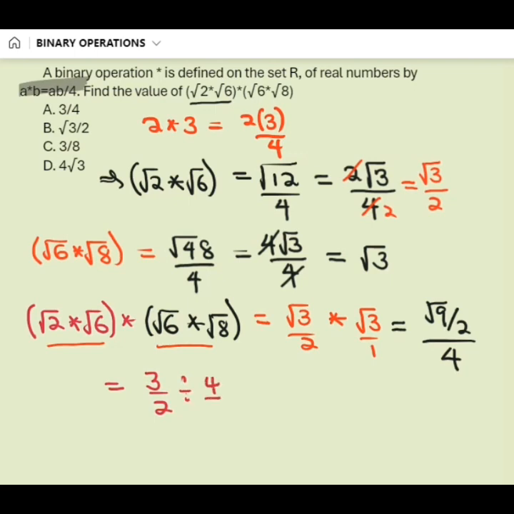Of course 4 is the same as 4 over 1, and so we can write this as 3 all over 2 now multiplied by 1 over 4, and this is going to give us 3 all over 8 as our solution, which is option C.